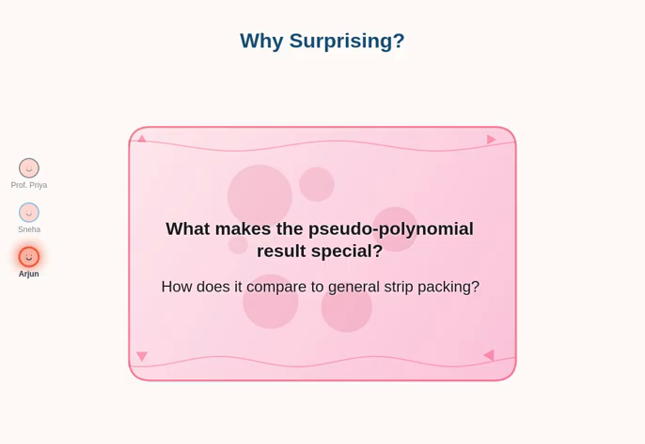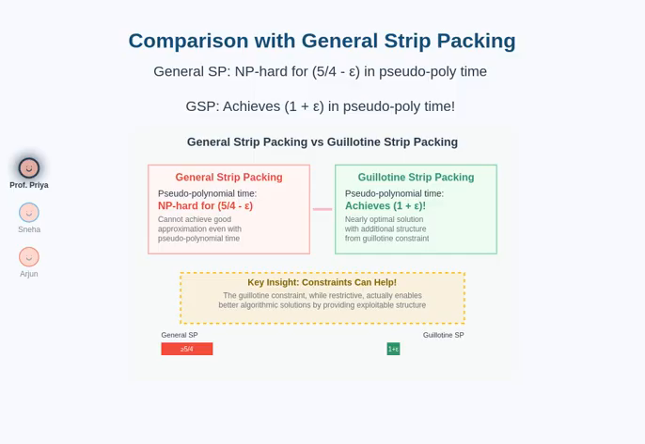You mentioned the pseudo-polynomial result is surprising. Why is that? How does it compare to the general strip packing problem? Great observation. For general strip packing, it's NP-hard to get even a 5/4 minus epsilon approximation in pseudo-polynomial time. Yet for guillotine strip packing, they achieved 1 plus epsilon. The constraint actually helps.